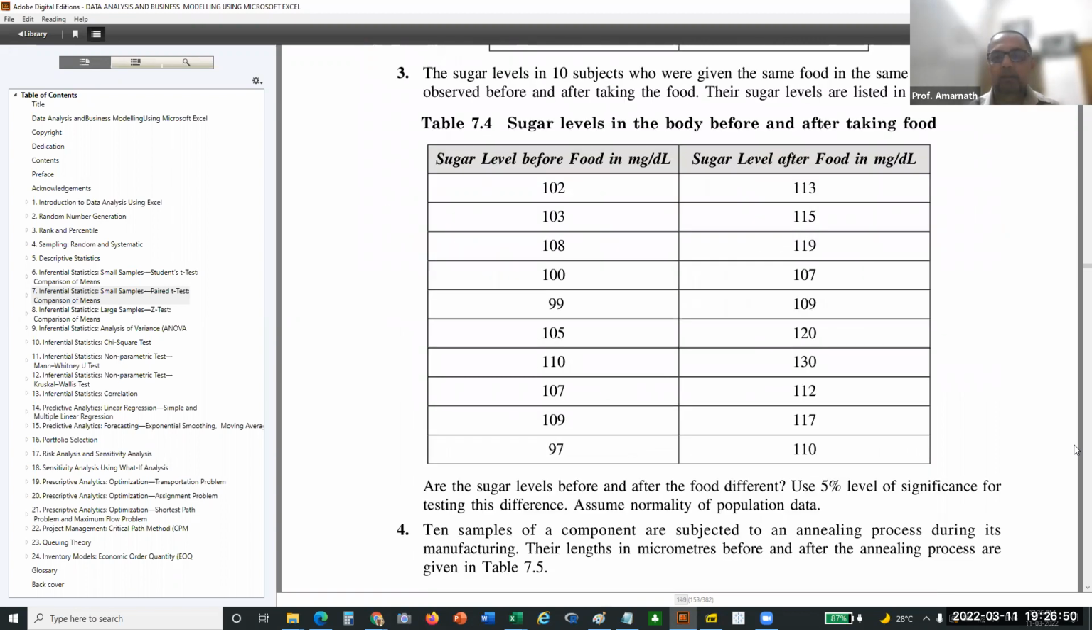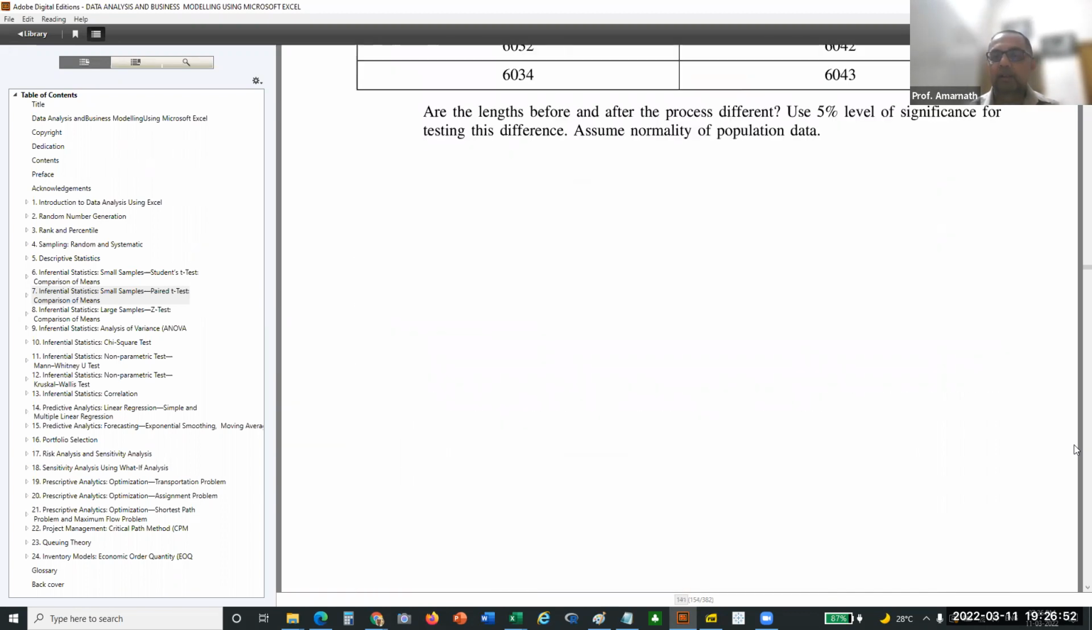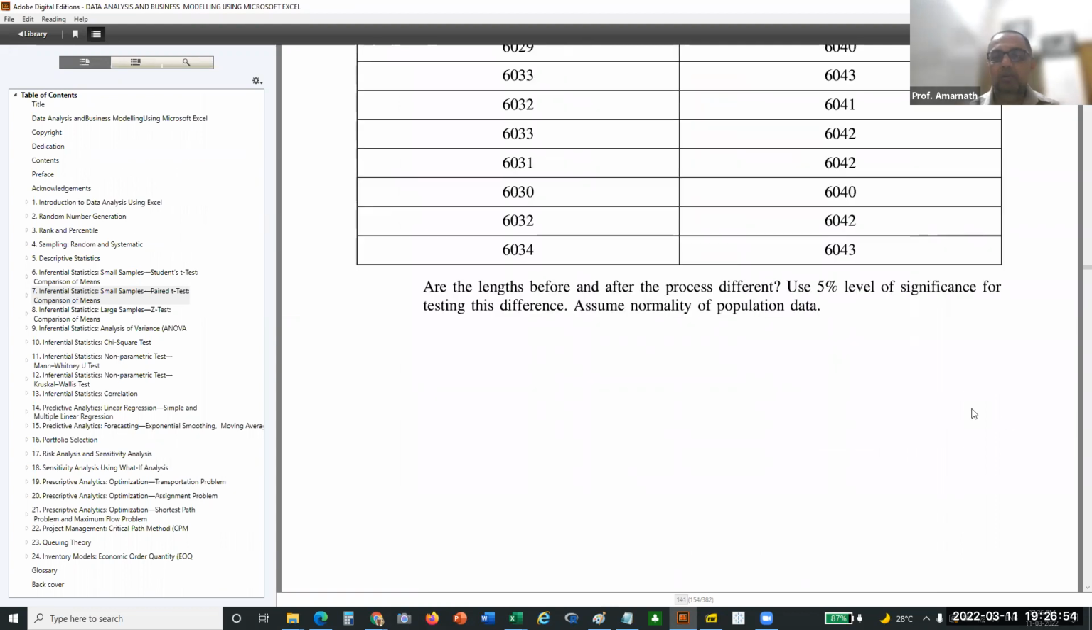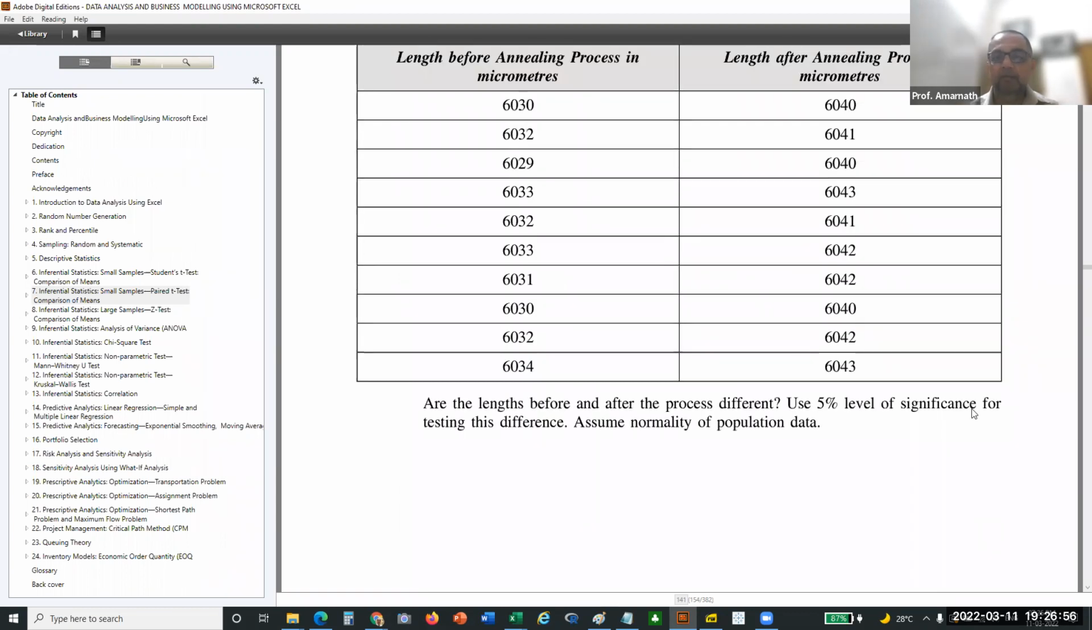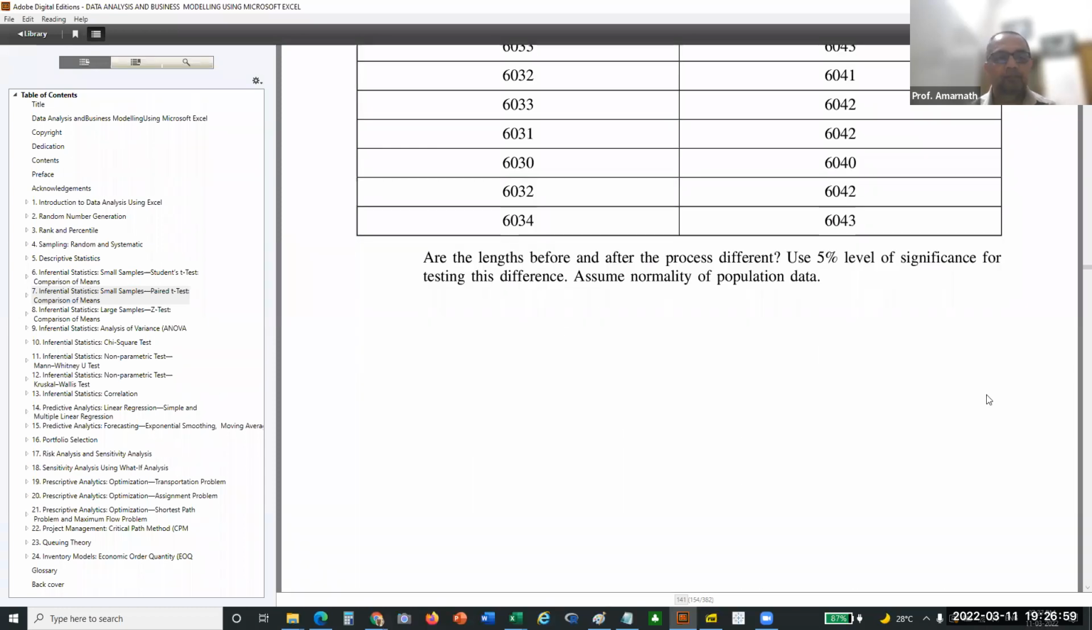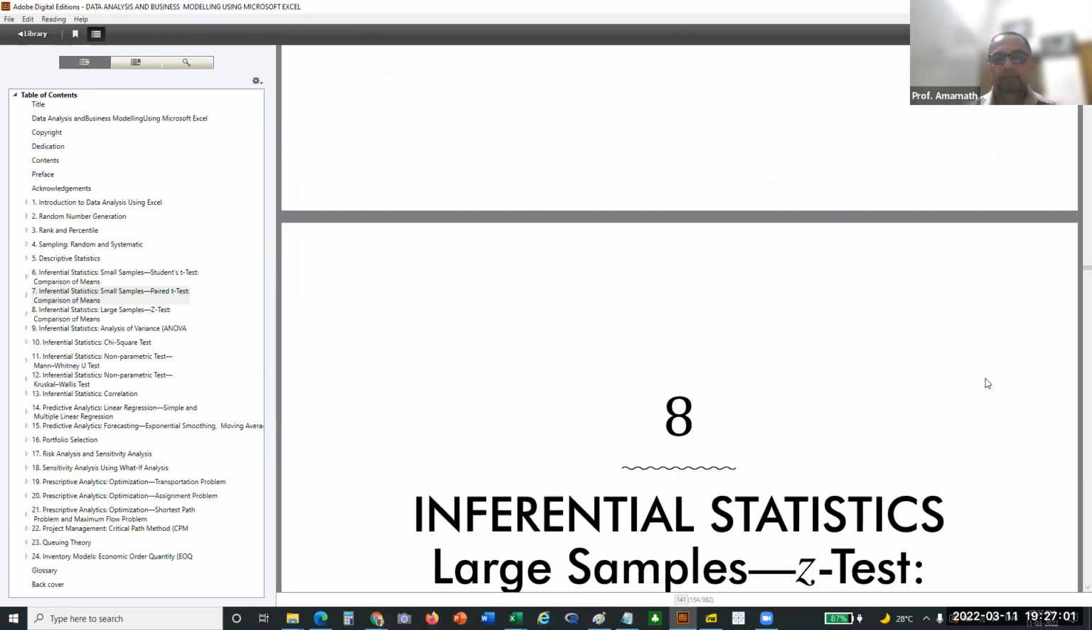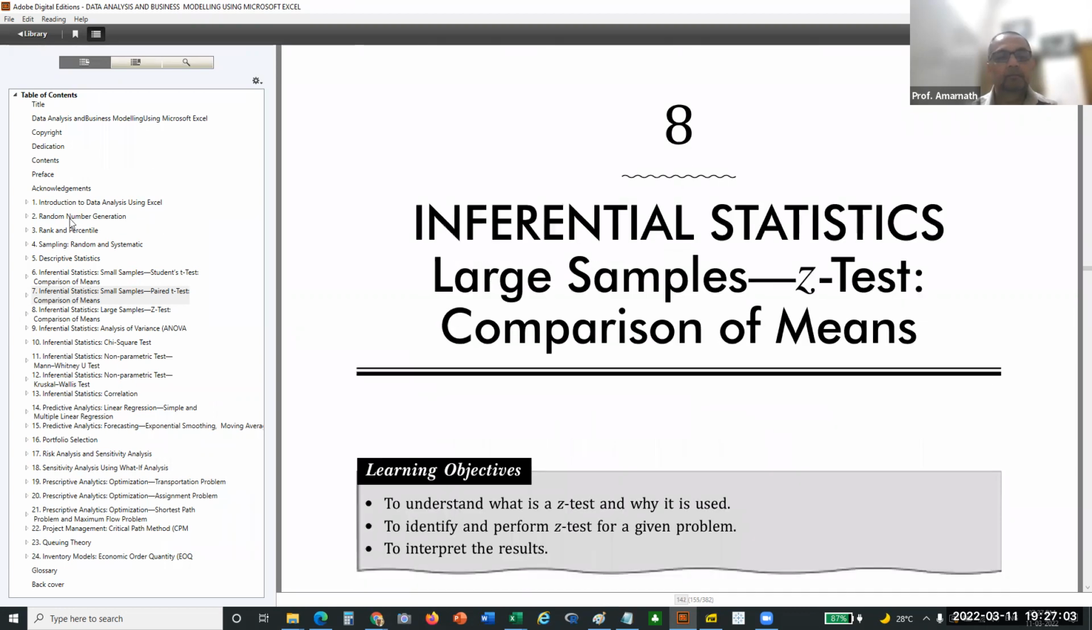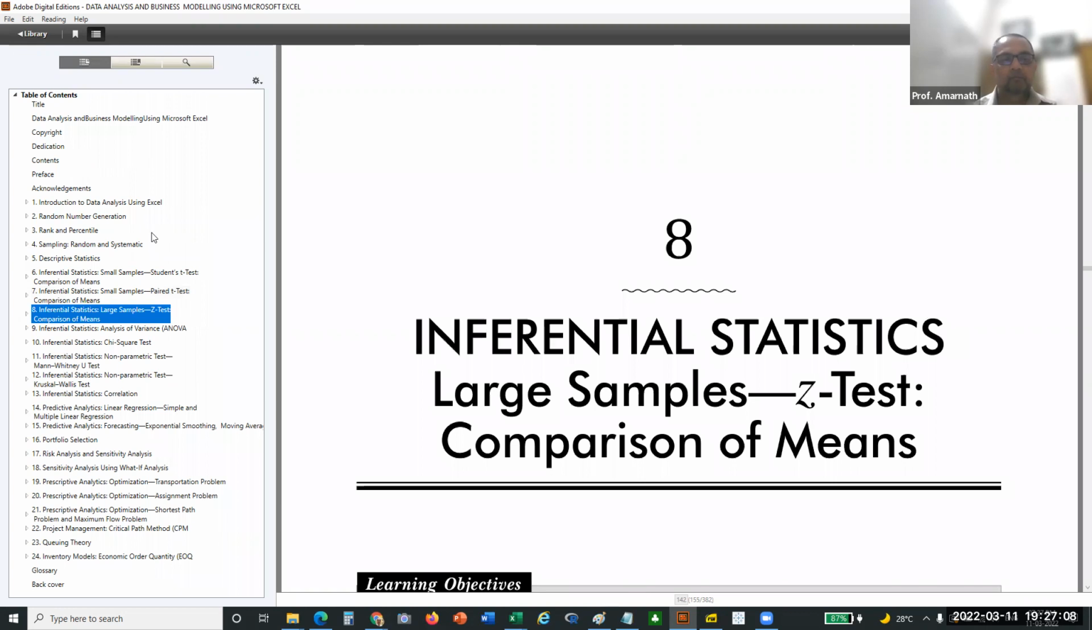Some more very good examples are there. They have not set the hypothesis, and we need to set the hypothesis. So let us move to the next aspect, large samples, where I move away from a t-test and use what is known as a z-test.